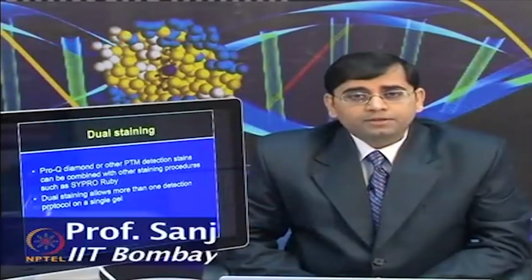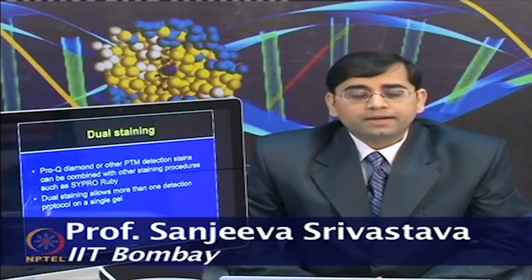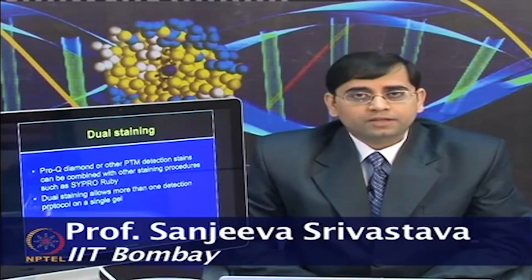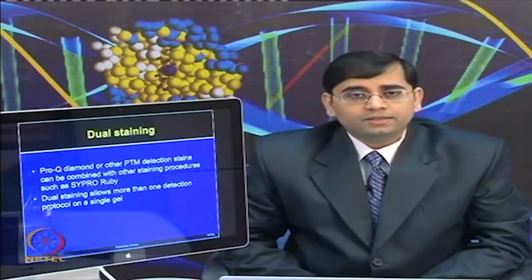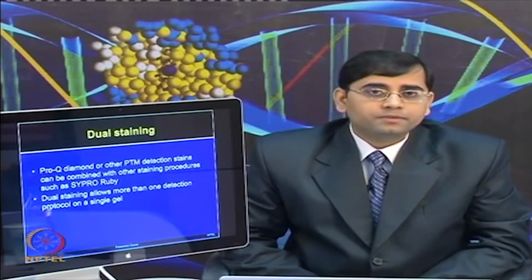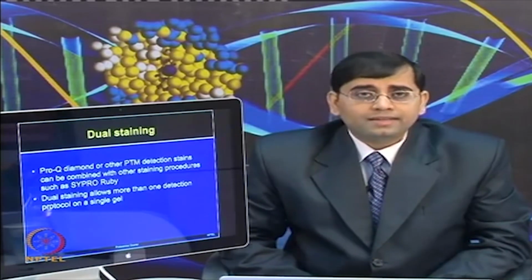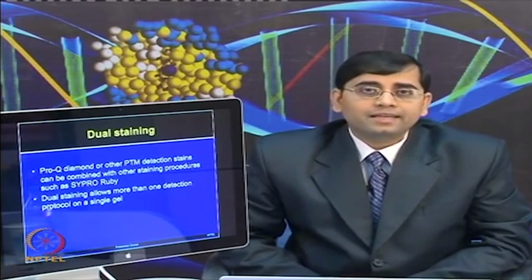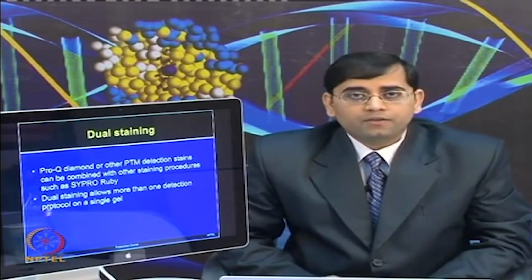So, in the animation you have seen how Pro-Q Diamond can be used to detect post translation modified form or the phosphorylated form of the proteins, and then other staining procedure such as Sypro Ruby can be used for dual staining. Now, dual staining allows more than one detection protocol on the same gel. So, it has a lot of merit, and I hope after watching this animation you must be able to appreciate that.